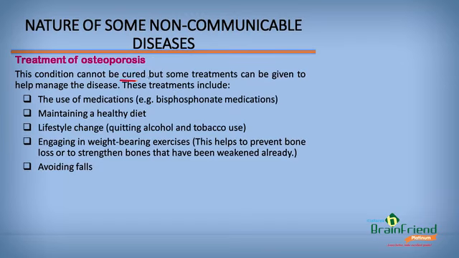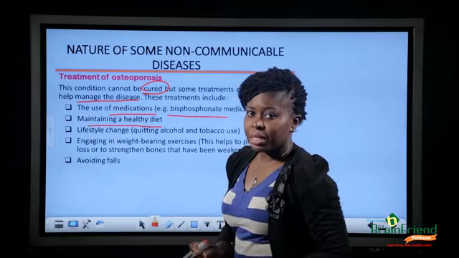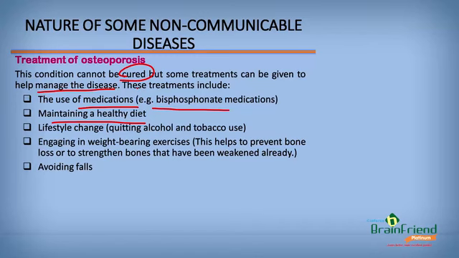Osteoporosis cannot be cured, but some treatment can be given to help manage the disease. These treatments would include the use of medications, for example, bisphosphonate medication. This kind of medication is used for people with this condition to help them with what? Their bone mass. Another treatment would be to maintain a healthy diet. As we said earlier, eating diets that are rich in vitamins and minerals, those minerals that assist the healthy formation of bones will be very, very needed in diet.